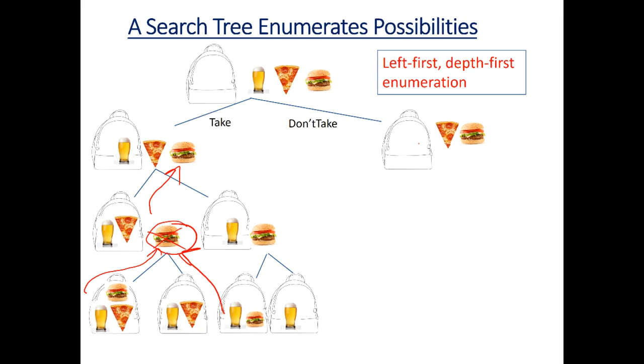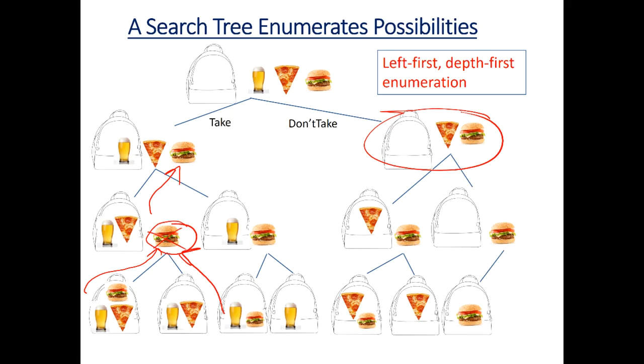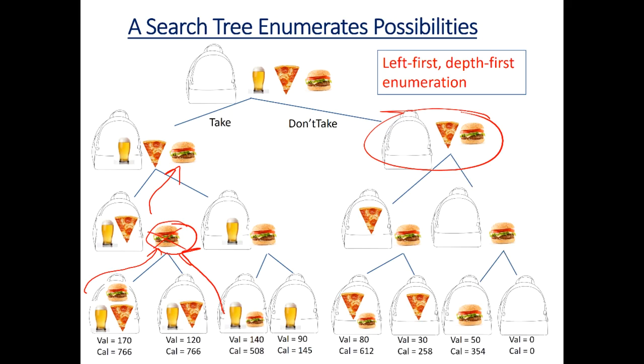Say, well, suppose we don't take the beer. We get here, and then we just do the same thing over. And when we're done, we've explored all possibilities. We can then look at what the value of each is and what the calories. If there are too many calories, for example, 766 is bigger than 750, then that node is not eligible. And we just go through and we choose the eligible node that has the highest value. Guaranteed to find an optimal solution because we've looked at all possible solutions.